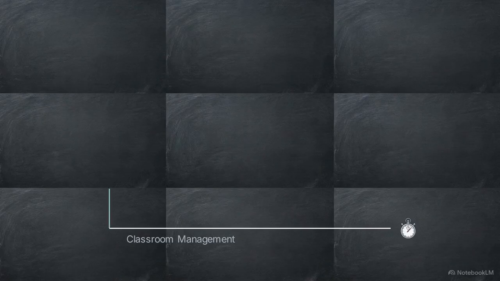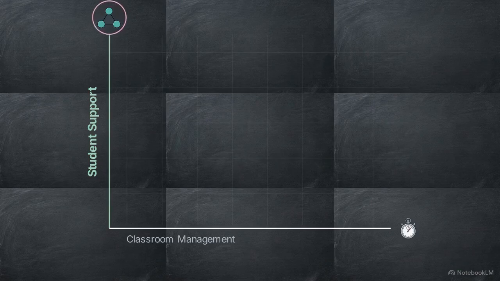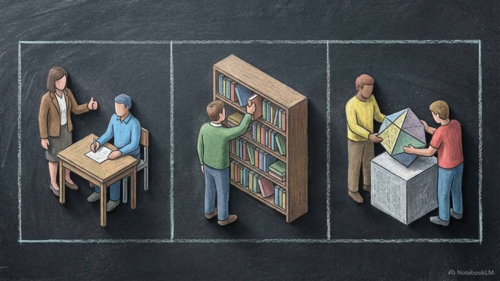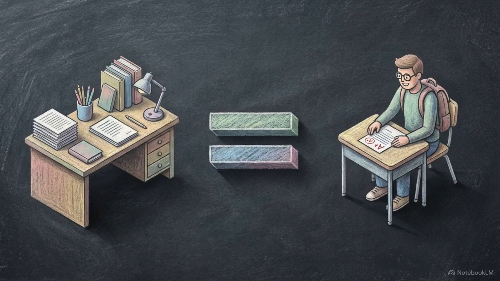The second axis is student support. This dimension targets socio-emotional requirements based directly on self-determination theory. It measures how effectively the teachers support student competence, grant autonomy, and build social relatedness. Management secures an efficient environment, while support secures motivation. Together, they establish the foundational baseline for a functioning classroom.